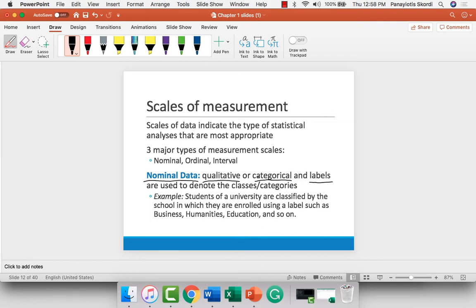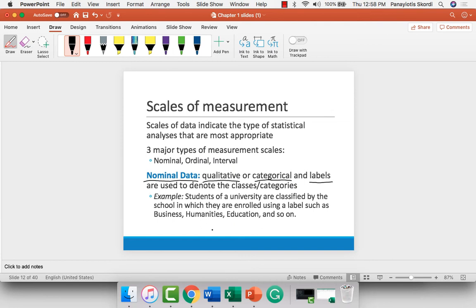The example we have on this PowerPoint is if we were to ask students which school they're enrolled in, and some will say I'm in business school, some will say I'm in humanities, some will say I'm in education. Again, it's not a number response, it's a descriptive response. I'm describing using language what the answer is.